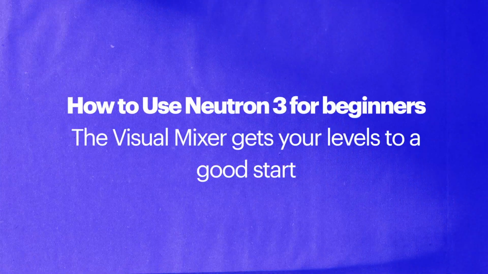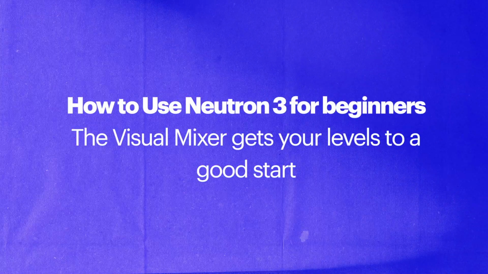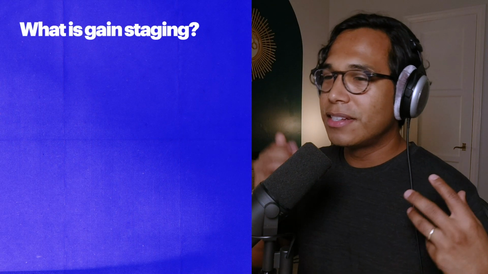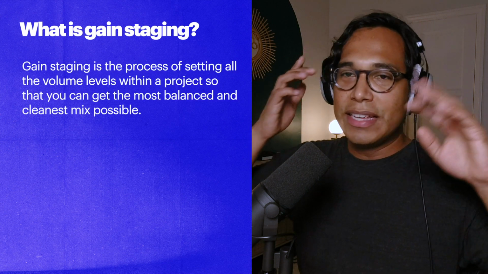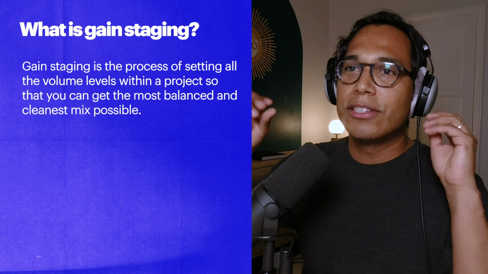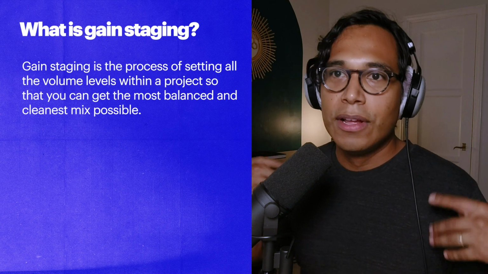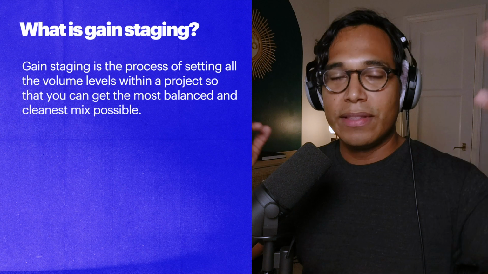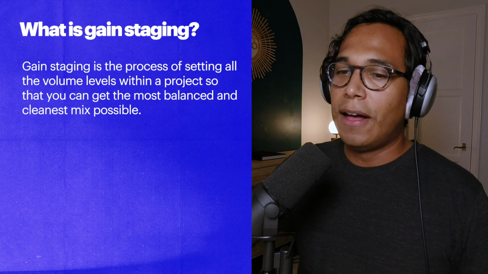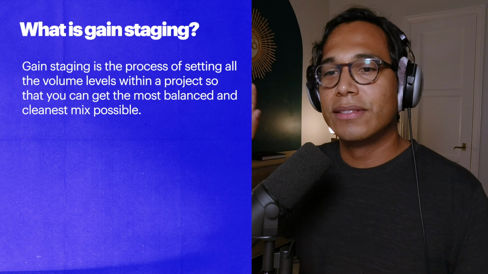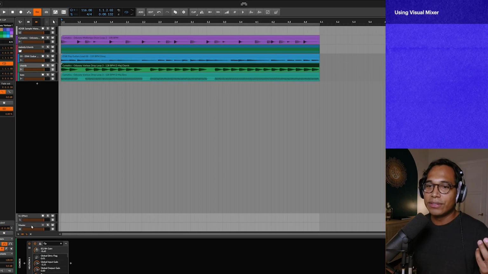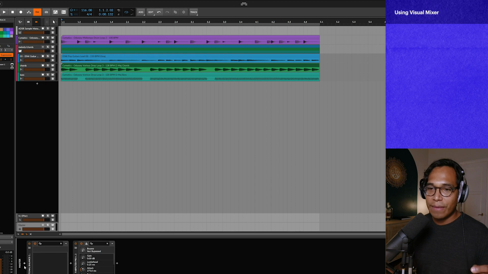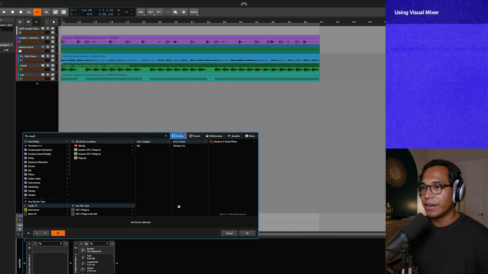All right, the next thing to focus on as a beginner is going to be the Visual Mixer. And this is another pretty incredible tool for gain staging. And gain staging is probably one of the biggest things you do in mixing. It's just a phrase that means making sure the volume of things makes sense. So if your bass is way too loud, you just bring it down. That's gain staging. It's making sure every track, every sound is balanced in volume. And Neutron 3 from iZotope has a tool that helps you out with that, which is amazing. It's called Visual Mixer. Let me bring it up here.